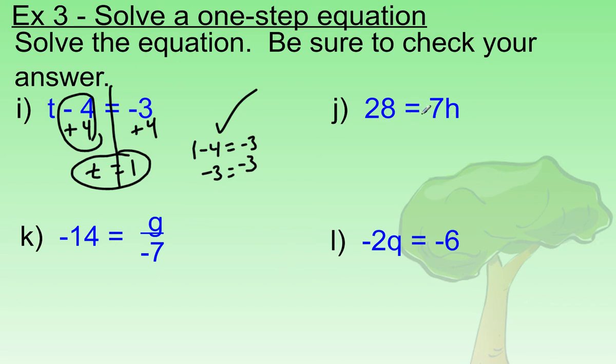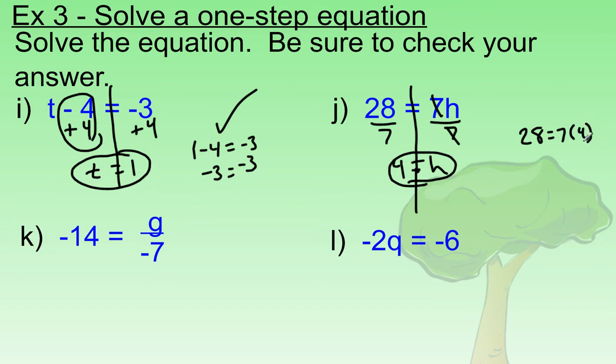Letter J. My variable is being multiplied by 7. So if I divide by 7 on both sides, these cancel. Now remember, they don't actually cancel to 0. It equals 1h, and that 1 is not needed, so we can write just h. On the other side, 28 divided by 7 is 4. And check: 28 equals 7 times 4, plugging that in for h. And that's 28 equals 28. It works.